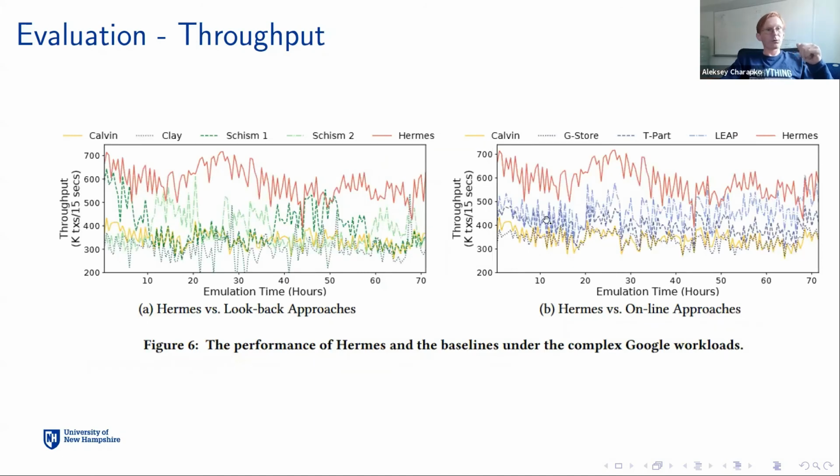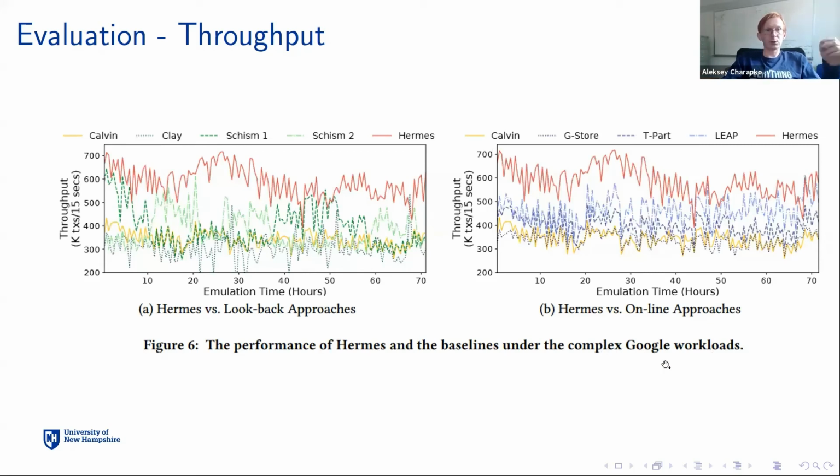The bigger chunk of their evaluation was comparing their system, Hermes, with, let's say, Clay, right, which is this historical system. This is a system that uses the historical data. And for that, they compare it in terms of throughput, and they use this Google workload, the way they describe it, complex Google workload. However, I do have questions in terms of how reasonable this workload is.